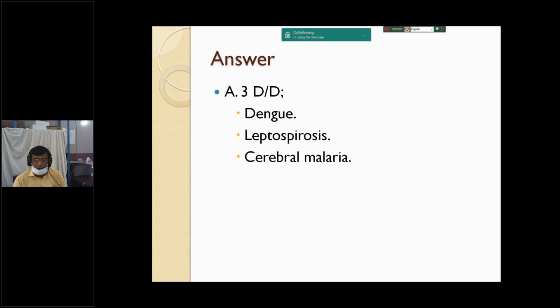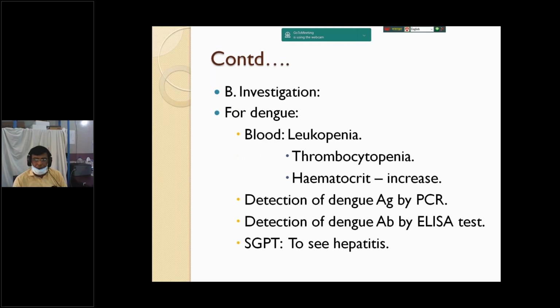And the diseases are dengue hemorrhagic fever, leptospirosis, and cerebral malaria. Now, what are the investigations we can do for this patient? And for dengue, we can do a blood test, which will show leukopenia, thrombocytopenia, and hematocrit will be increased. For detection of the dengue antigen by PCR, and detection of the dengue antibody by ELISA test, and HGPT2C hepatitis.